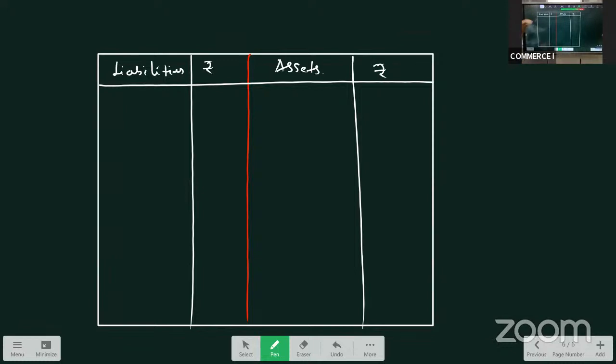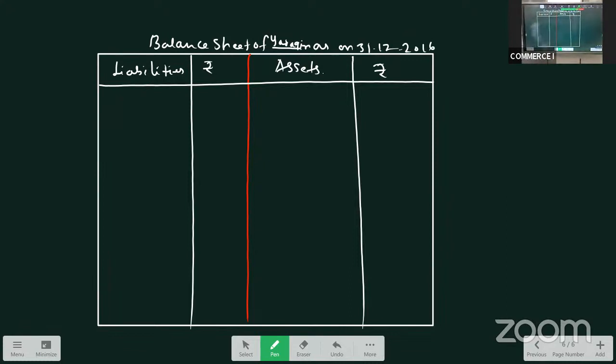How do we write the heading? It is balance sheet of, write the name of the firm, as on. What is the date given? It is 31st. Balance sheet of Yadagiri. What is the name given? Balance sheet of Yadagiri as on 31st December 2016.